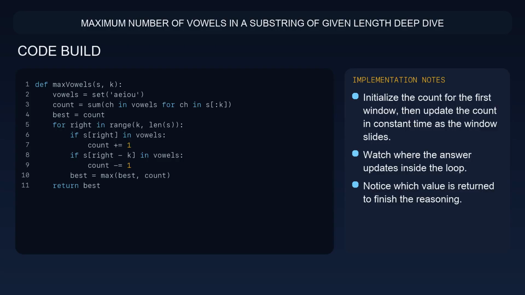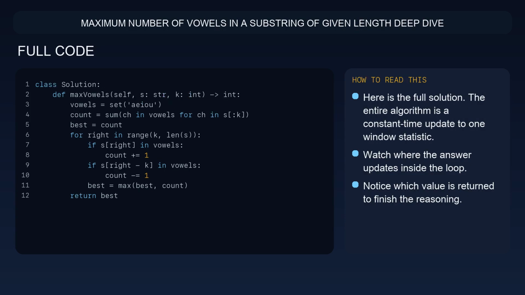Initialize the count for the first window, then update the count in constant time as the window slides. In the code, focus on 2 checkpoints. Watch where the answer updates inside the loop, then notice which value is returned to finish the reasoning. Here is the full solution.